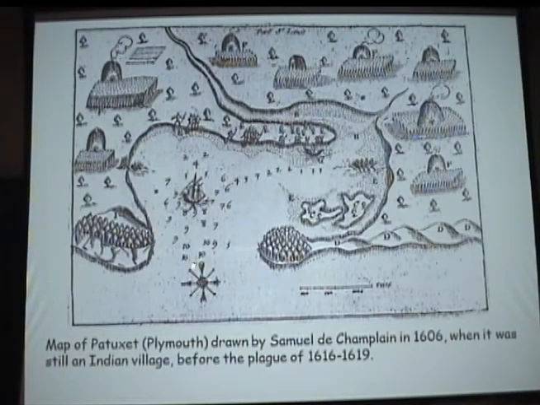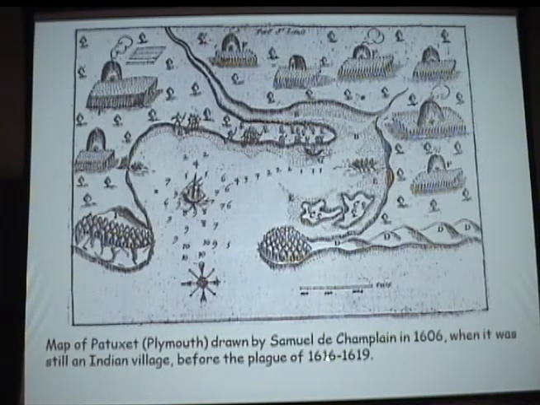So this is a great map. This map was drawn by somebody under the leadership of Samuel de Champlain, a French explorer, in 1606. This is the harbor that became Plymouth, Massachusetts. And it was a thriving, I don't know if these are trees or houses? These are people. The idea is that this was a thriving Indian village. What became Plymouth, Massachusetts was a thriving Indian village in 1606.